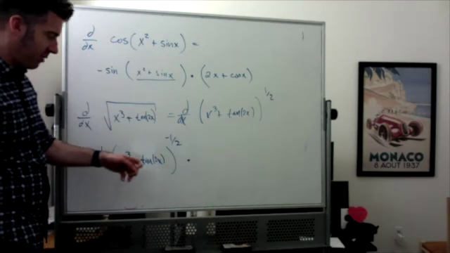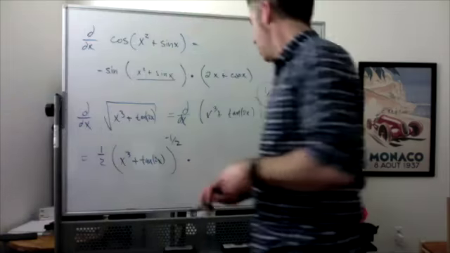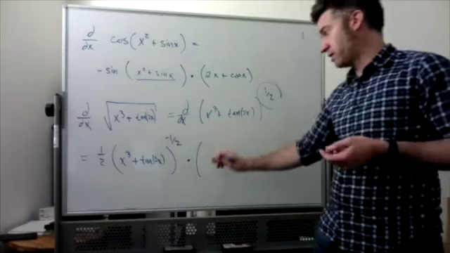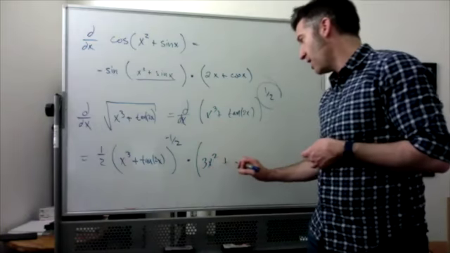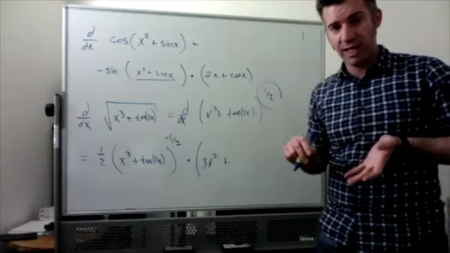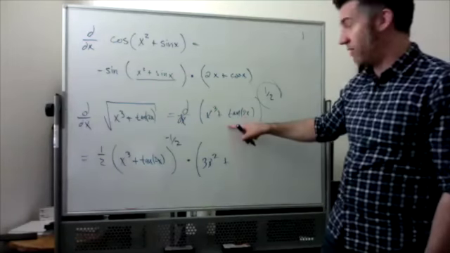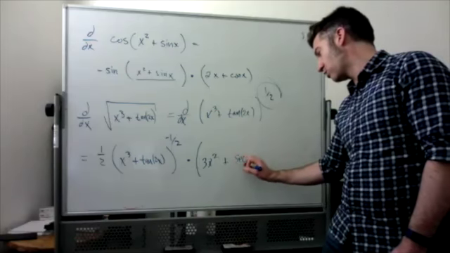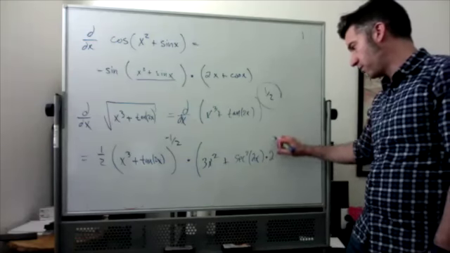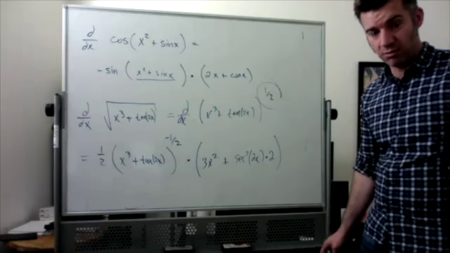So I got 1/2 times my unchanged stuff to the negative 1/2. I took the derivative of the outer function. But now we have to multiply by the derivative of the inside stuff. The derivative of x cubed is 3x squared. And the derivative of tangent of 2x is going to require the chain rule one more time. The derivative of tangent of x is secant squared of x. The derivative of tangent of some new stuff is secant squared of the new stuff times the derivative of that new stuff, which is 2. So there's our derivative using the chain rule.